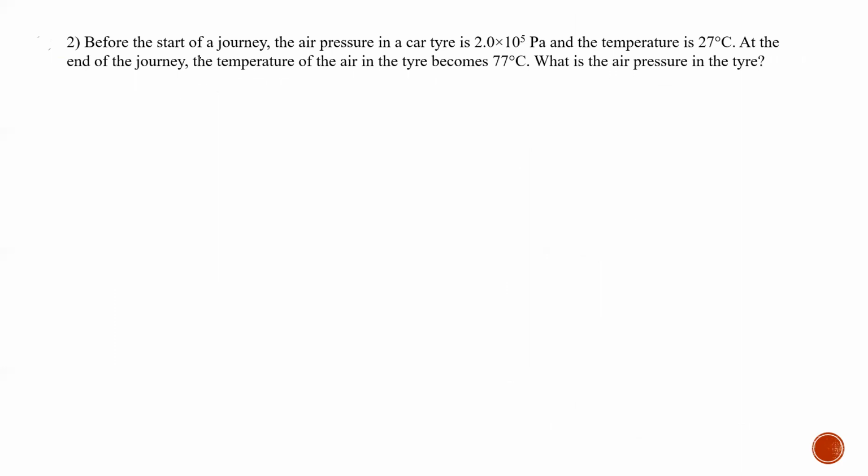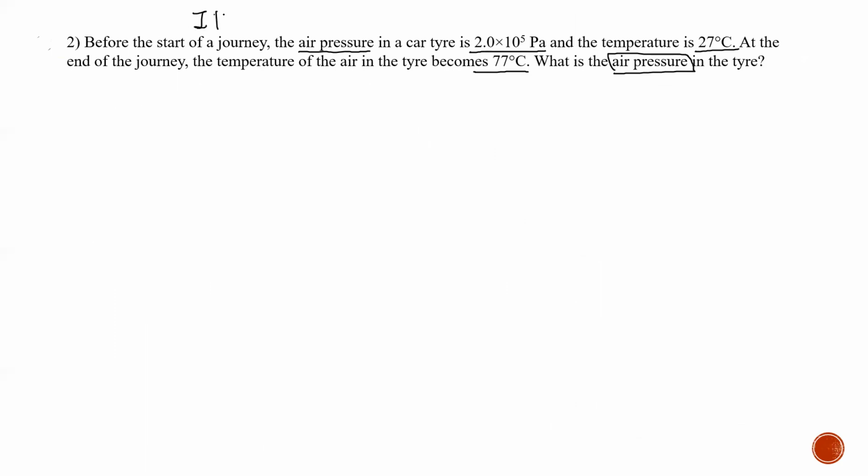All right, so now, before the start of a journey, the air pressure in the car tyre is 2 times 10 to the power of 5 Pascal, and the temperature is 27 degrees Celsius. At the end of the journey, the temperature of the air in the tyre becomes 77 degrees Celsius. What is the air pressure in the tyre?